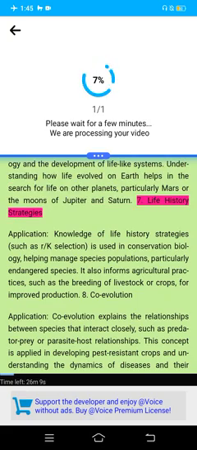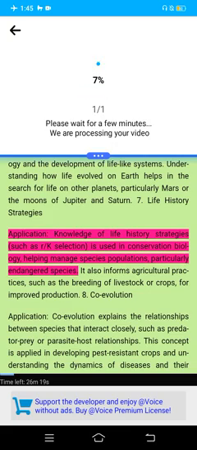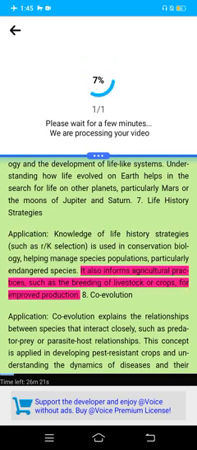7. Life history strategies. Application. Knowledge of life history strategies, such as r-K selection, is used in conservation biology, helping manage species populations, particularly endangered species. It also informs agricultural practices, such as the breeding of livestock or crops, for improved production.